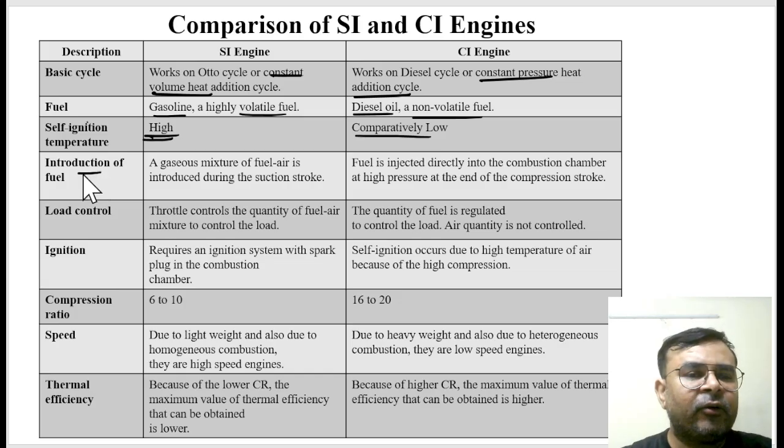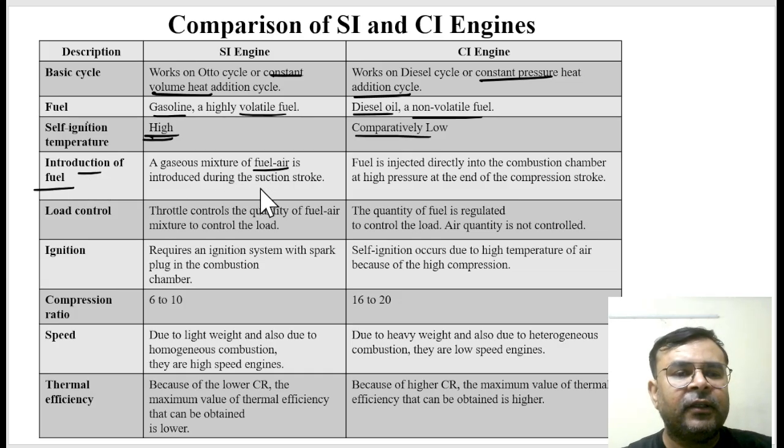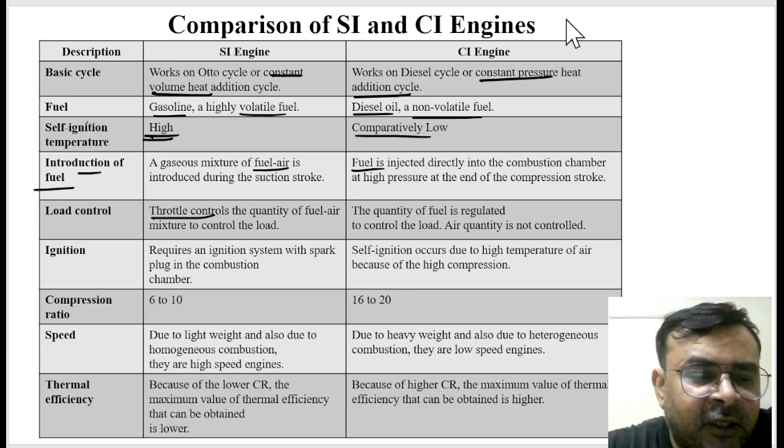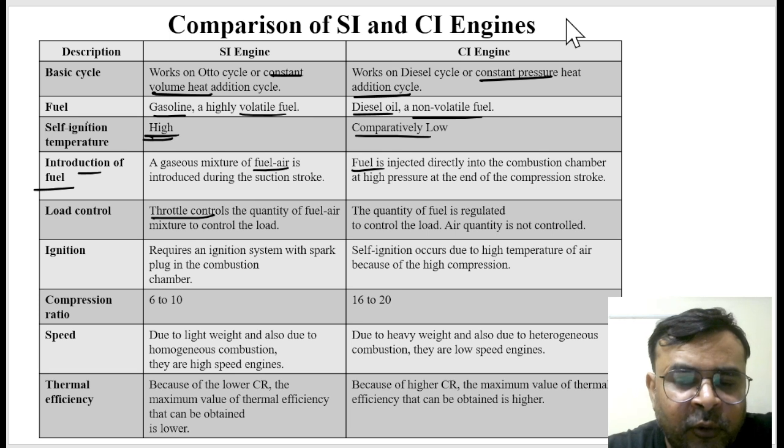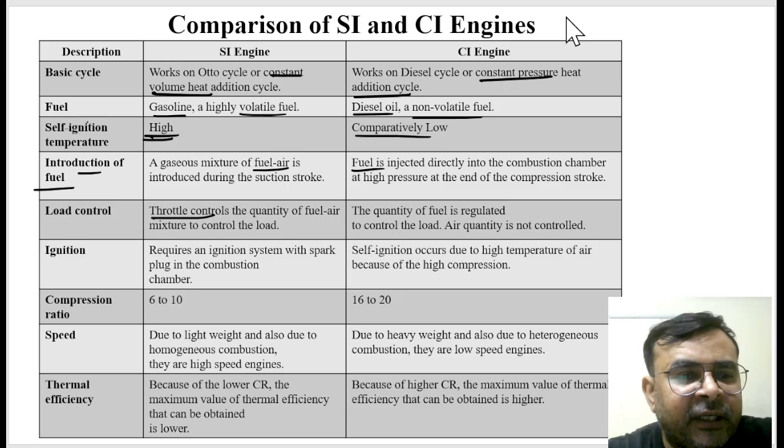If I talk about the introduction of fuel inside the cylinder, then obviously in the SI engine we use a fuel-air mixture. Only air is compressed in the CI engine, and after that fuel gets injected. For load control, here we have throttle control. Throttle control means that by the accelerator you can open and close the valve so that the air-fuel mixture supply increases. That's why this is called throttle control.